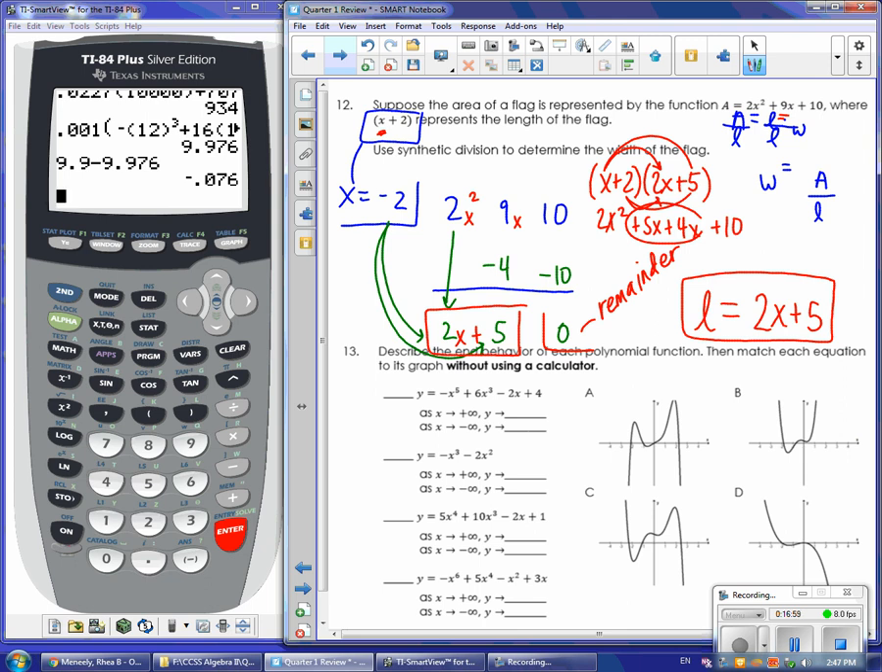Again, on this problem, if you end up with a remainder, it doesn't make sense for this particular problem to have a remainder. But if you did, for other problems, then you would just write it as a fraction over the quantity x plus 2.